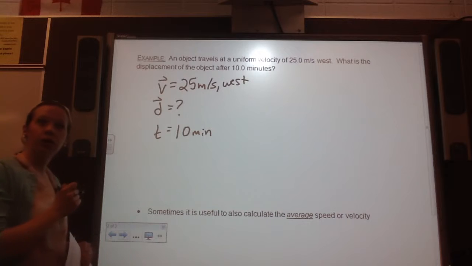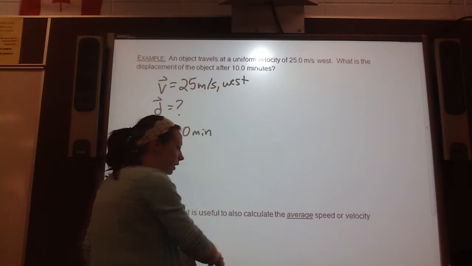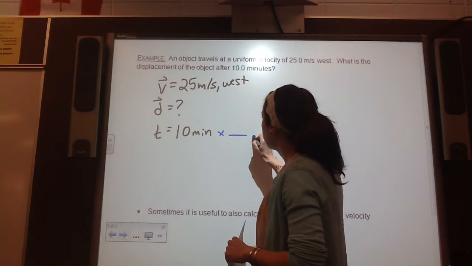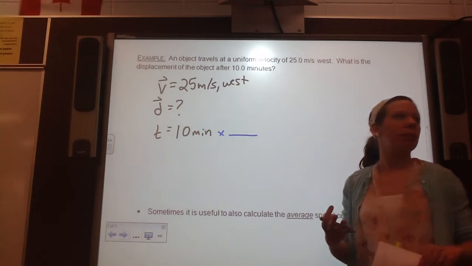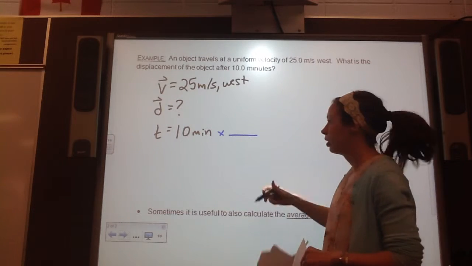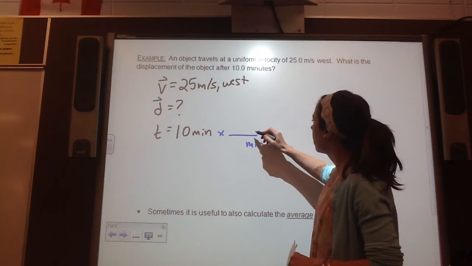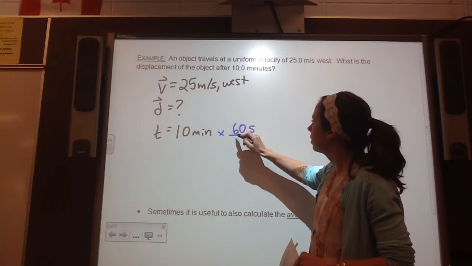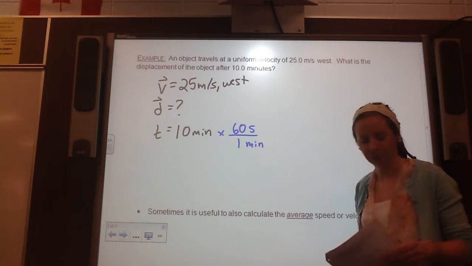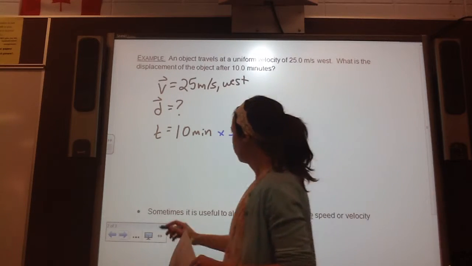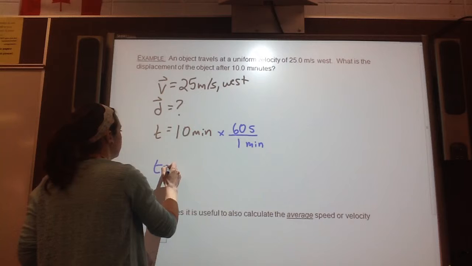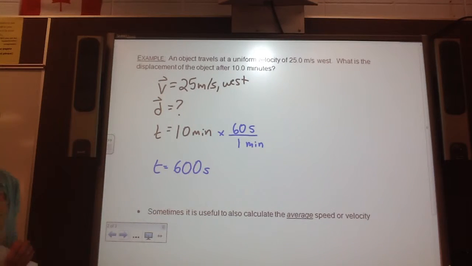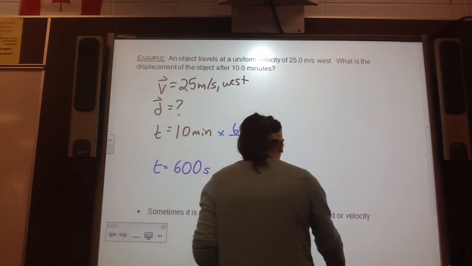So we have to do a conversion because this needs to be in seconds. So I'm going to multiply it by a fraction to eliminate my minutes and end up with seconds. So my minutes unit goes on the bottom, my second goes on the top. Think to myself, there's 60 seconds in every 1 minute. So 10 times 60, 600 seconds. So now I have enough data to do my calculation.